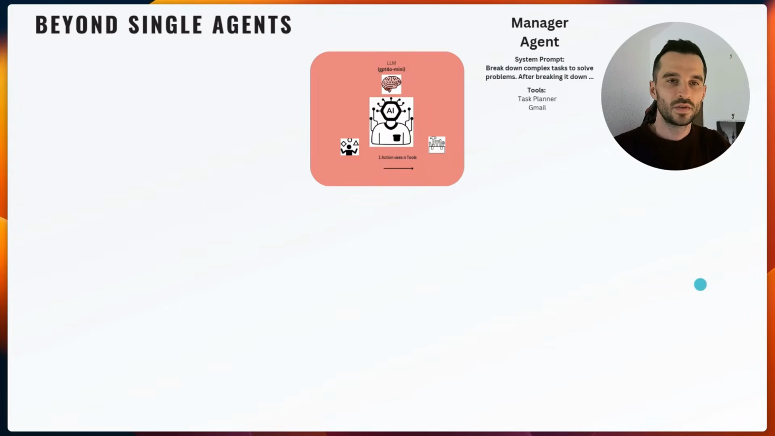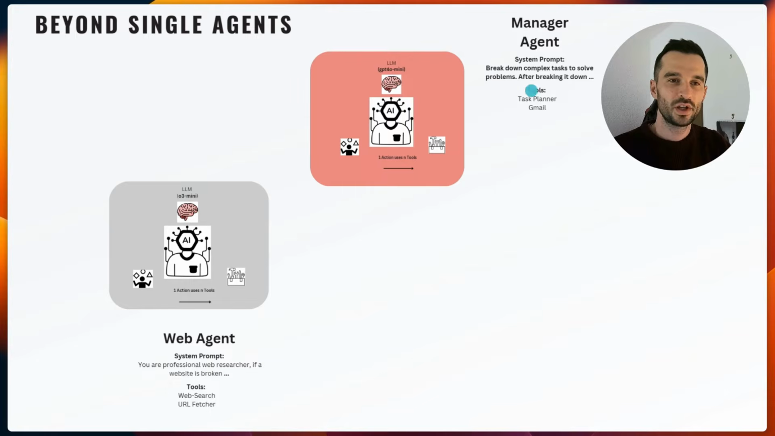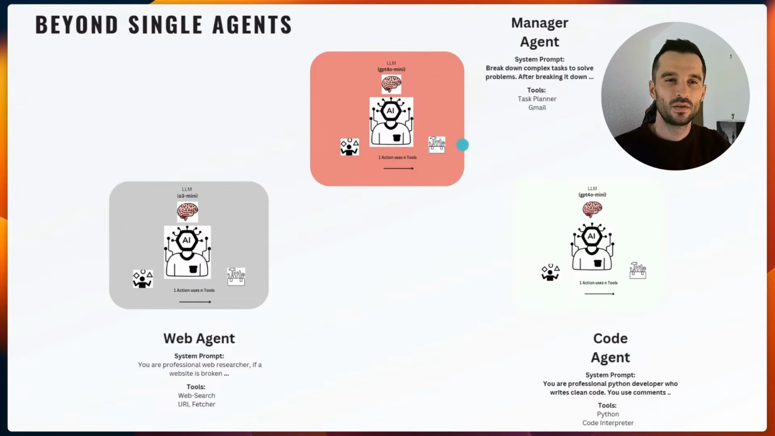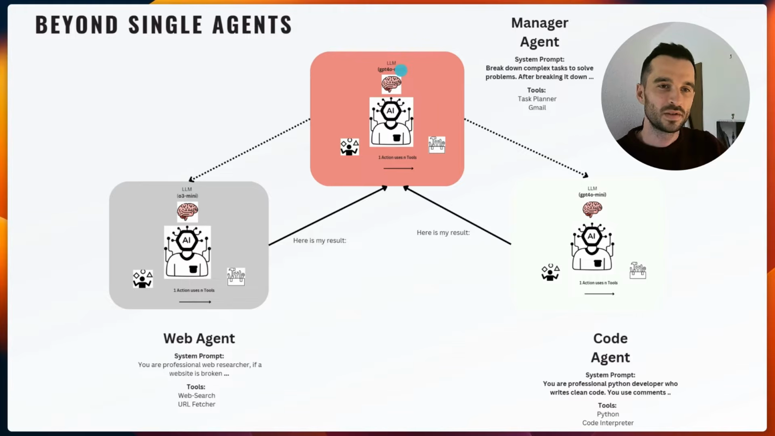Let's have a look here on this example where we have a manager agent, and his goal is to break down complex tasks into smaller ones and then can delegate the task, for example, to the web agent with a specialized system prompt. You're a professional web researcher, and so on, and with the dedicated toolset, and to the code agent. And as I mentioned, the manager agent can pass down the task and we can then further give the results back to the manager agent.